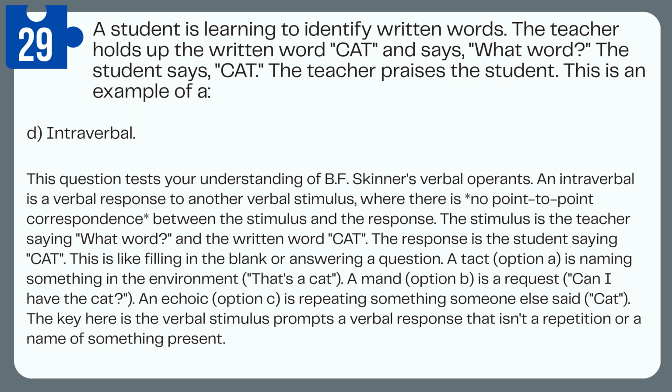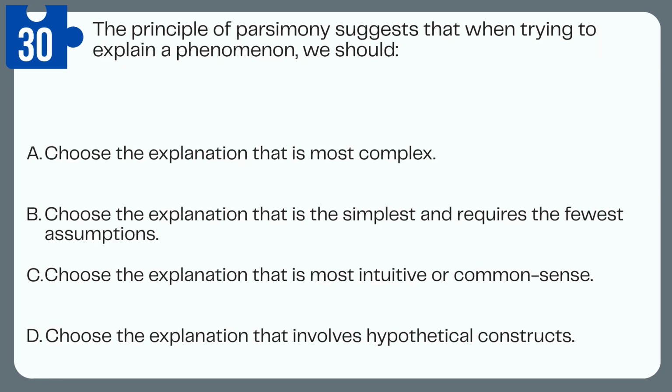A tact, option A, is naming something in the environment. That's a cat. A mand, option B, is a request, "Can I have the cat?" An echoic, option C, is repeating something someone else said. Cat. The key here is the verbal stimulus prompts a verbal response that isn't a repetition or a name of something present. Question 30. The principle of parsimony suggests that when trying to explain a phenomenon, we should A.